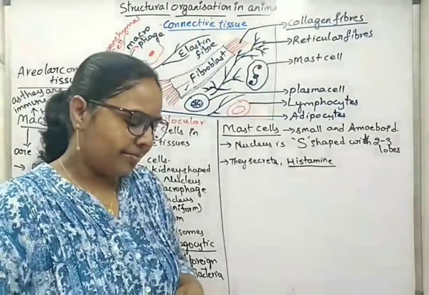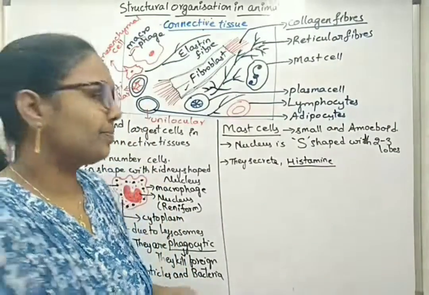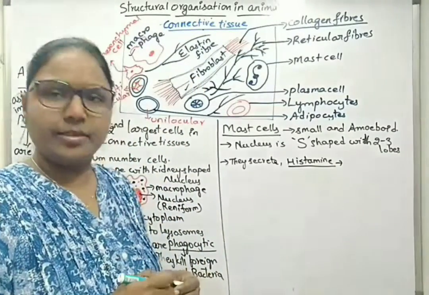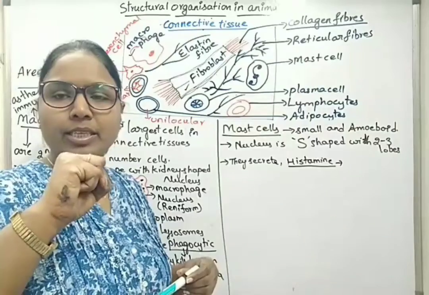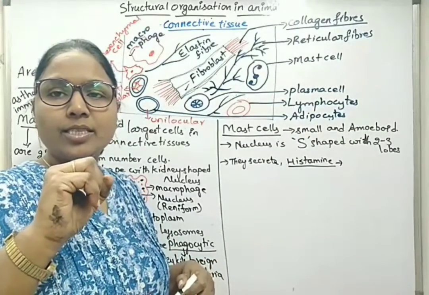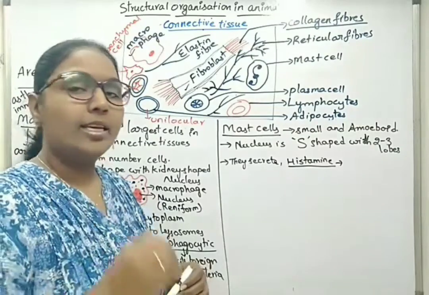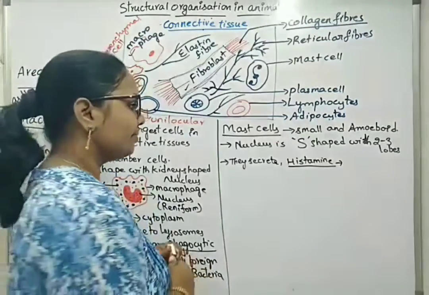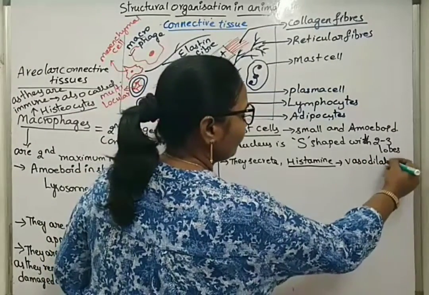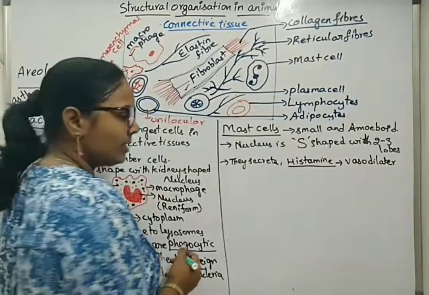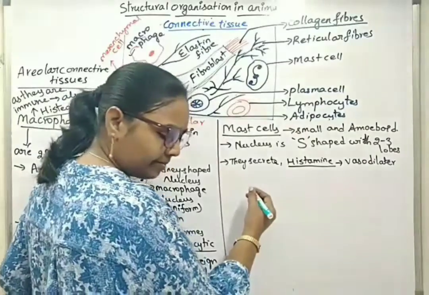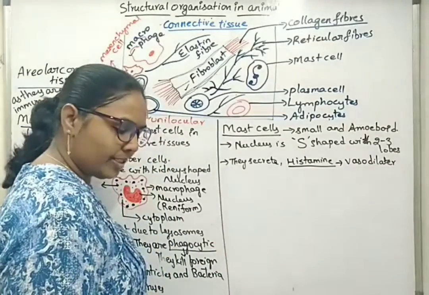So this histamine is vasodilator. Means they cause the expansion of the blood vessel. Normally blood vessel, suppose it is like this. But when histamine is released out, then this causes the expansion of the blood vessel like this. That is called as dilation. This is also called as vasodilator. One point is enough.